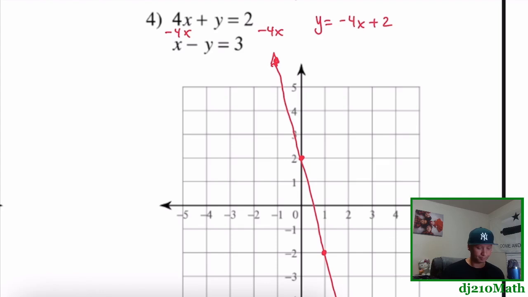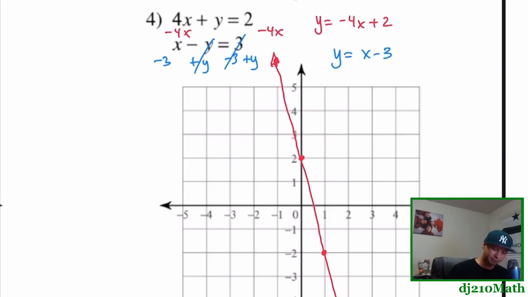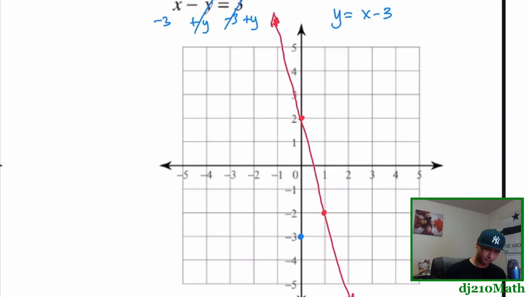Blue line. So x minus y equals 3. I'm going to add y to both sides. I'm going to subtract 3 from both sides. Therefore, y is equal to x minus 3. All right. -3 is the y-intercept, and the slope is 1. Solution says where the lines intersect. So this is 1 comma -2.